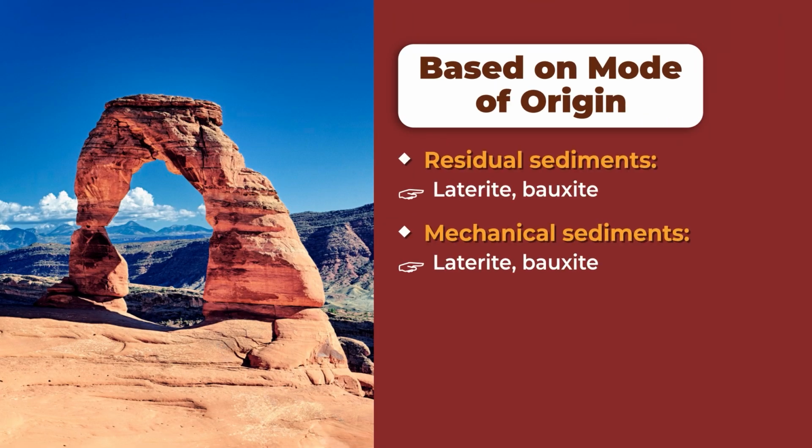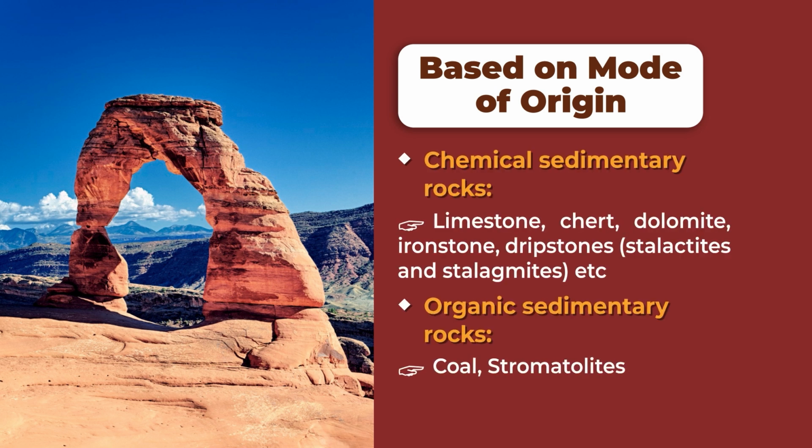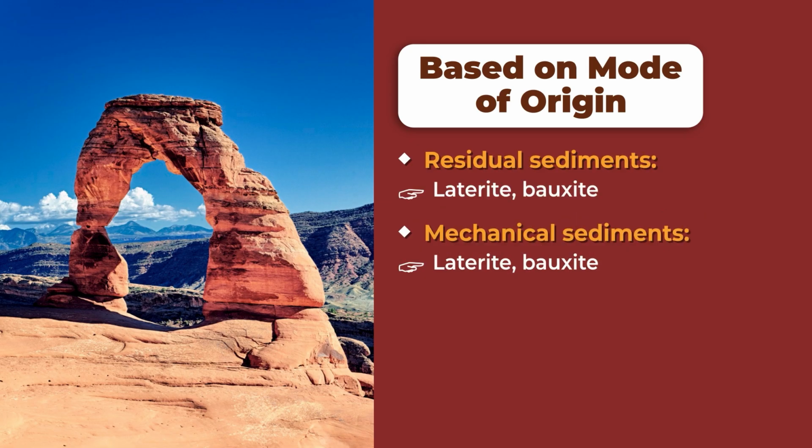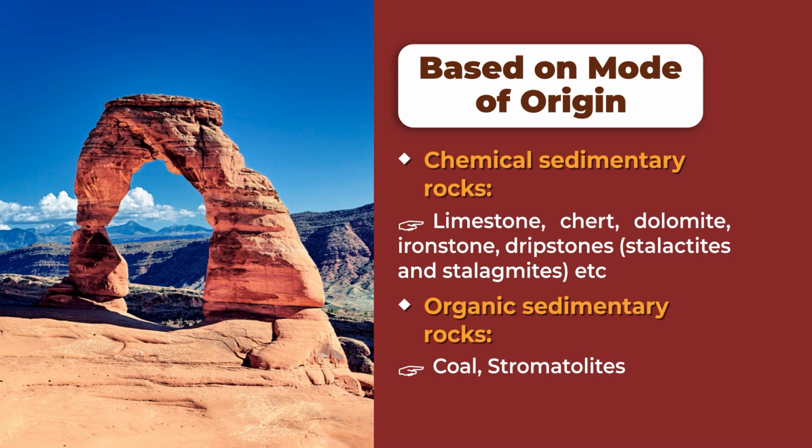They are divided into residual sediments, mechanical sediments, chemical sedimentary rocks and organic sedimentary rocks. And for residual sediments, you can see the examples are laterite, bauxites. For mechanical sediments, they are sandstone, shale, siltstone. And chemical sedimentary rocks, they are for example limestone, chert, dolomite, ironstone, dripstones like stalactites and stalagmites. And for organic sedimentary rocks, we can take example of coals, stromatolites.